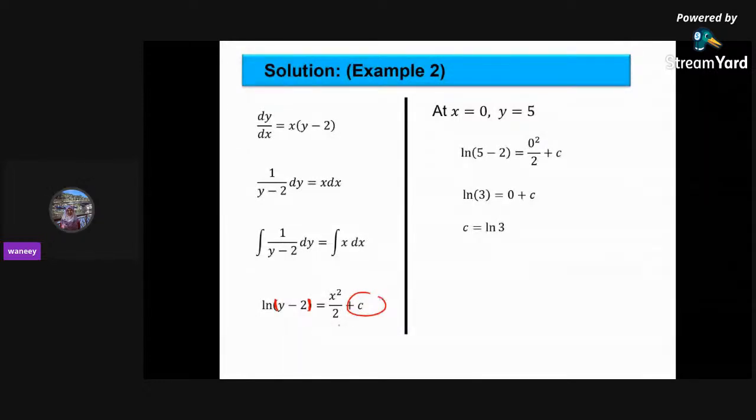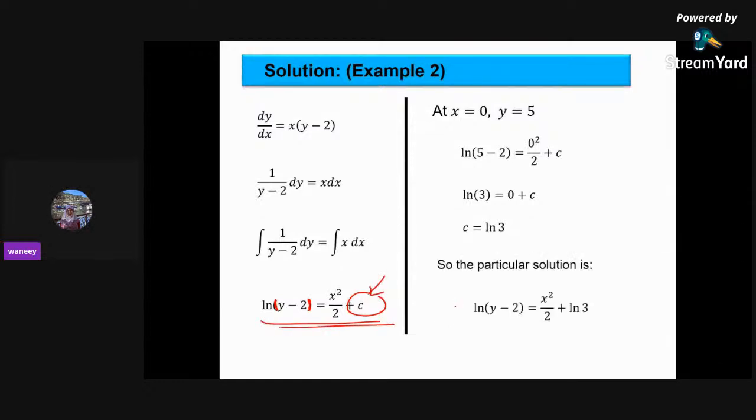So go back to the last one here and substitute the value of c, which is ln 3. So we get ln of the modulus of y minus 2 is equal to x squared over 2 plus ln 3. So this is the particular solution. The earlier one is the general solution, and this is the particular solution. So those are the differences between them.